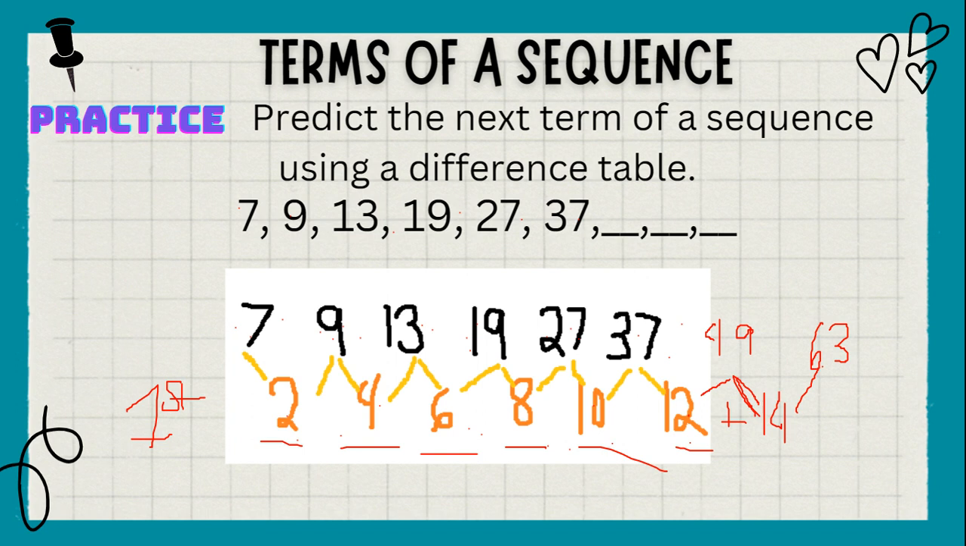So 63, and then 10, 12, 14, we have here 16. So, pababa again. Then we will add 63 plus 16 is 79. So, therefore, the next numbers are 49, 63, and 79.